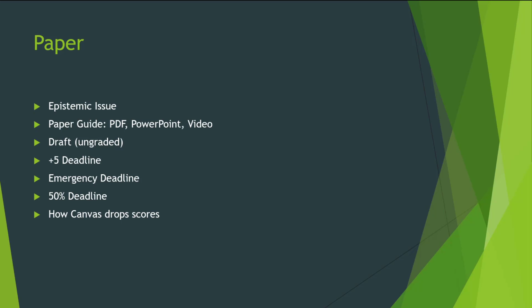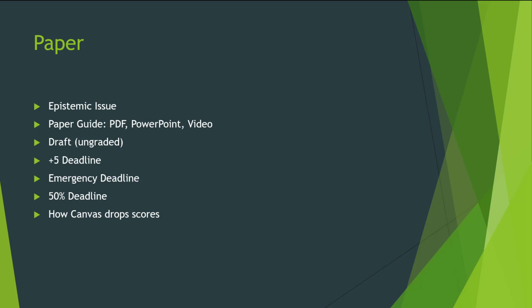There are 3 deadlines for the paper. The +5 deadline is the extra credit. You turn the paper in by then. That's when the paper is supposed to be turned in, and you get +5 for being on time. Things, of course, can happen, and more so, it seems, with each passing year, so there's also an emergency deadline, which is always a week later, which is full credit. You don't get the +5, but you get full credit for the paper.